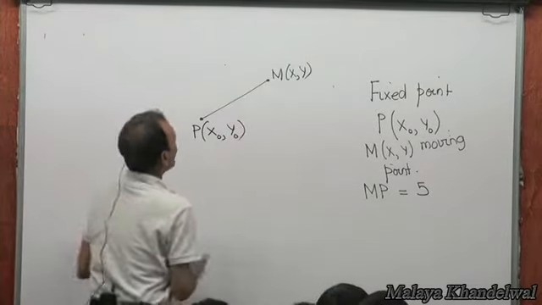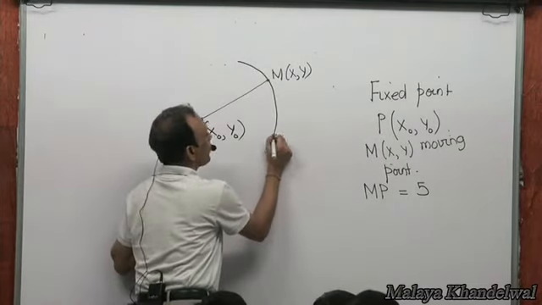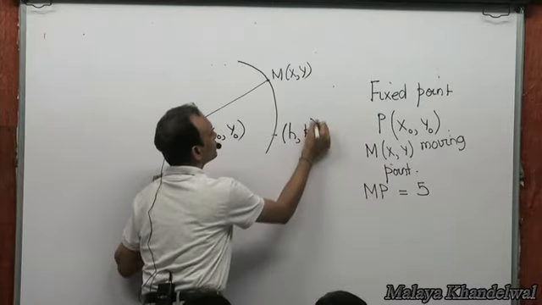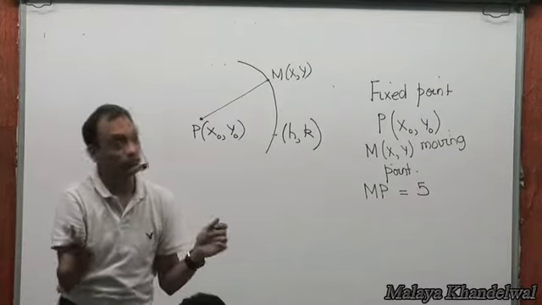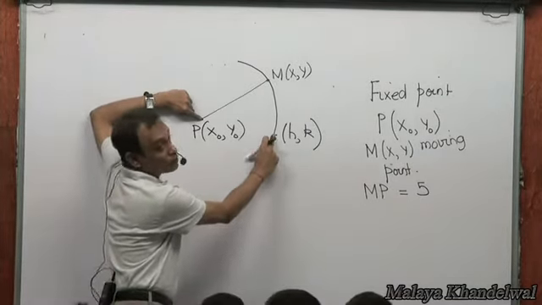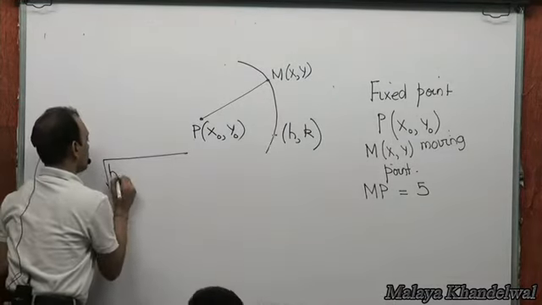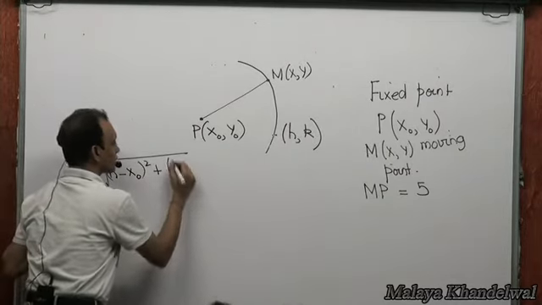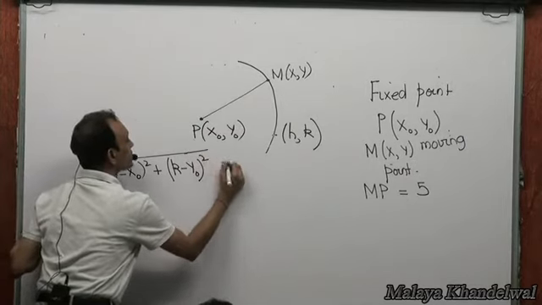Now, say, while describing this path, there is a certain point h comma k that we look at on the path. Then the distance between hk and P must be equal to 5. Which means root of (h minus x naught) whole squared plus (k minus y naught) whole squared must be equal to 5.